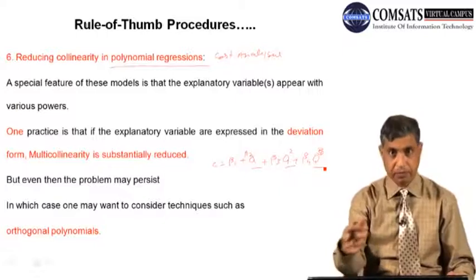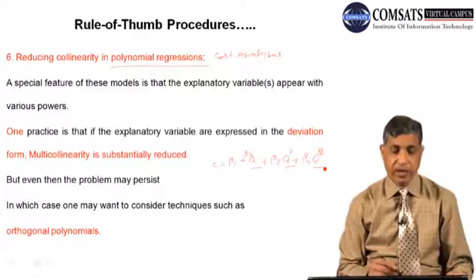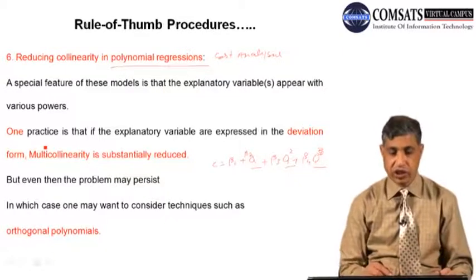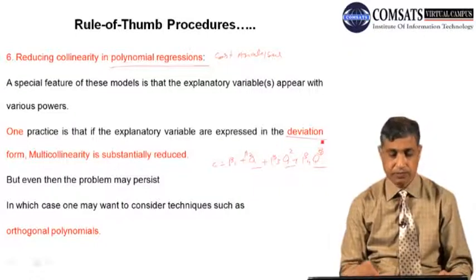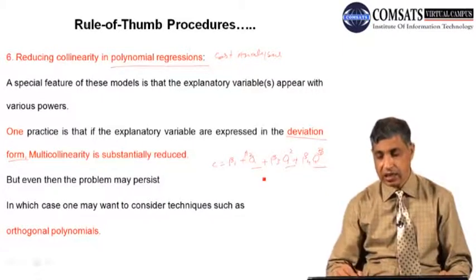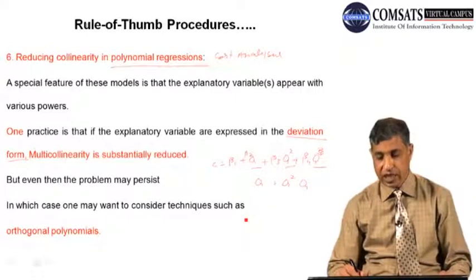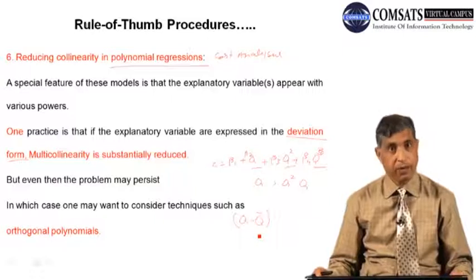There are many powers of the independent variable. So one practice, if this is the situation, is that if variables are expressed in deviation form, if I express these variables, that is the q square, and this is the q, and if these are q minus q bar, the deviation form, then it can reduce the problem of severity.